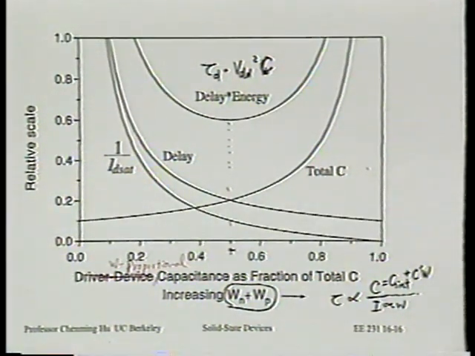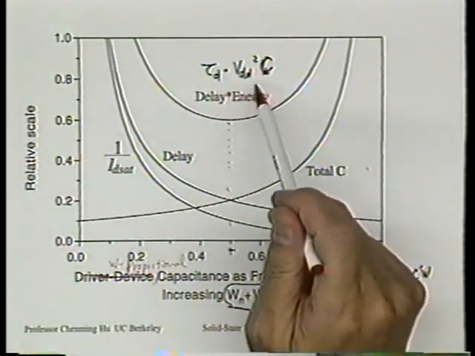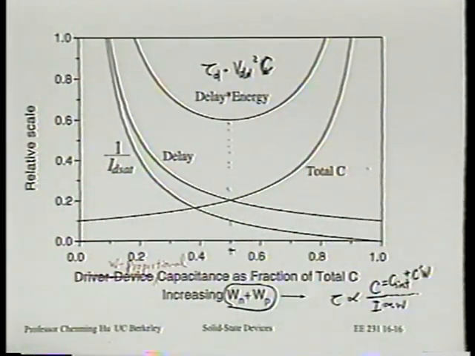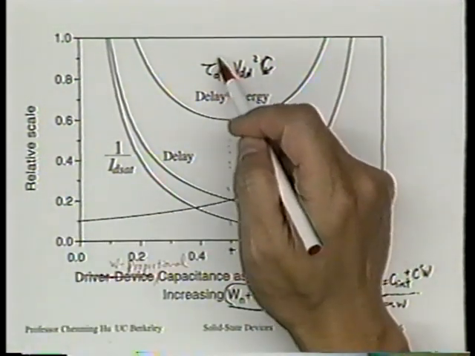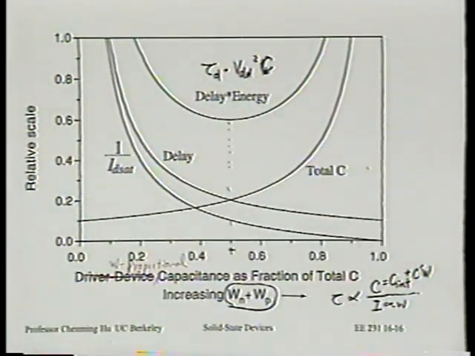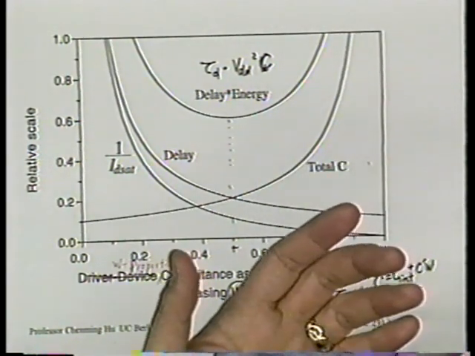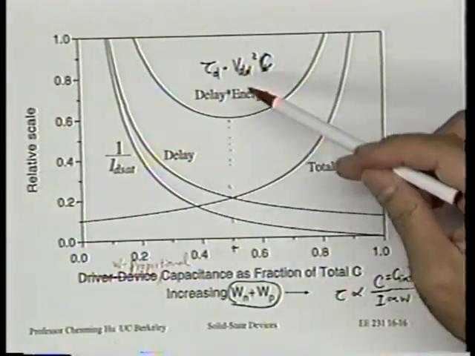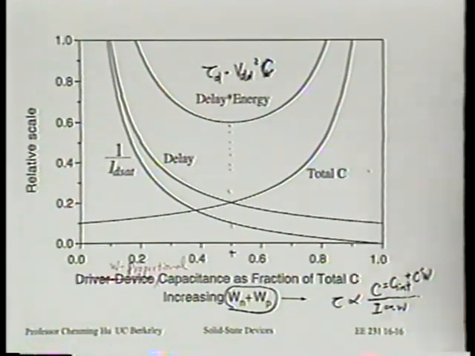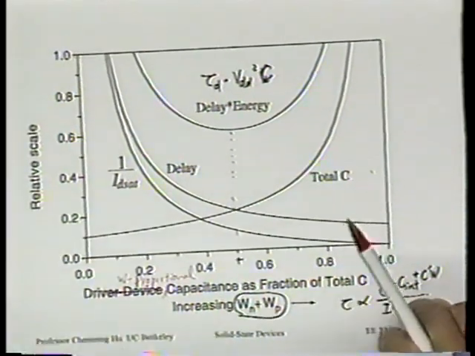Now, I'm not trying to emphasize this point to you because there's no particular reason to think that this is the product we want to minimize, right? It's just one possible metric. I could try to minimize tau squared times energy, or I can try to minimize tau times energy squared. But it just so happens, if you try to minimize this, you can show that when the W proportional capacitance is equal to the W independent capacitance, then that's when you minimize it. So there are some simple relationships.